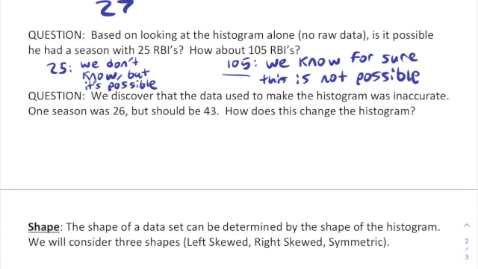Now, the final question on this topic is going to help us to understand how the bins work. We're told that one of the seasons in our original data had 26 RBIs, but that was an error, and it's actually supposed to be 43. And they ask us, how would this change the histogram?